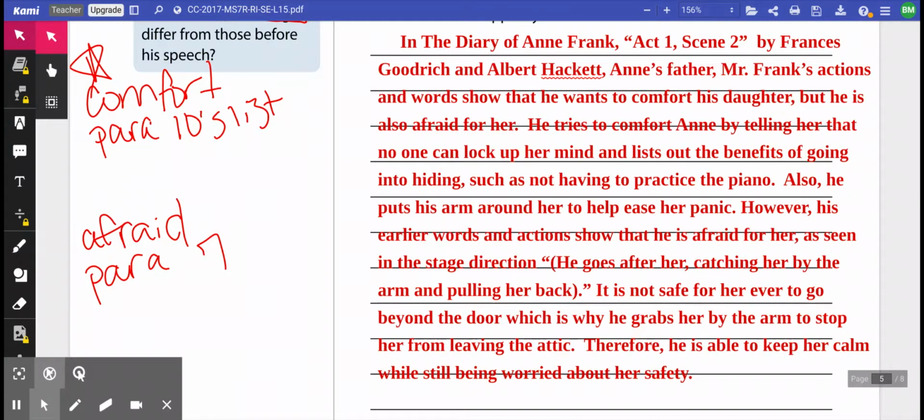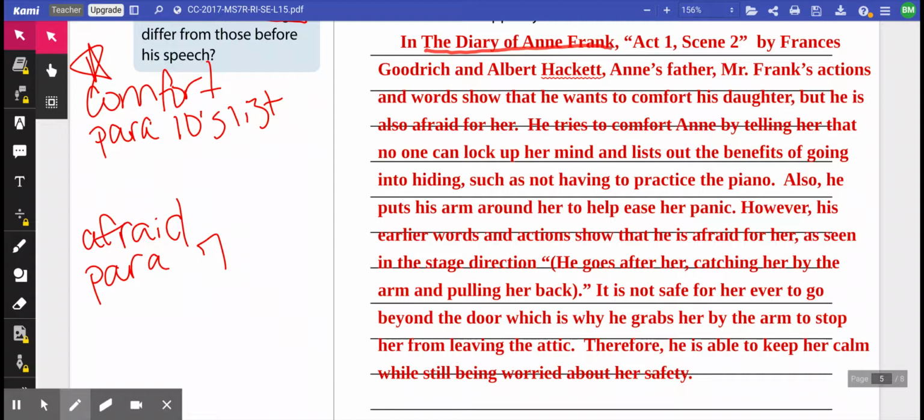And now that you've got that done, I am going to show you mine. And for some reason, my underline's not there. So in The Diary of Anne Frank, I got to underline titles. Act 1, Scene 2 by Francis Goodrich and Albert Hackett. Anne's father, Mr. Frank's actions and words show that he wants to comfort his daughter, but he is also afraid for her. He tries to comfort Anne by telling her that no one can lock up her mind and lists out the benefits of going into hiding, such as not having to practice the piano. Also, he puts his arms around her to help ease her panic.